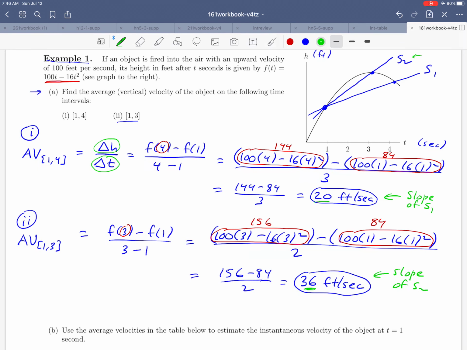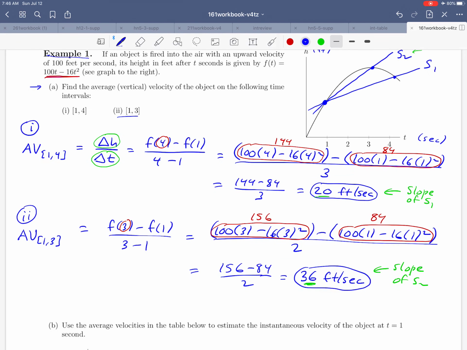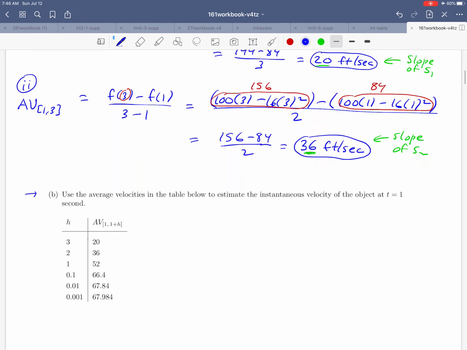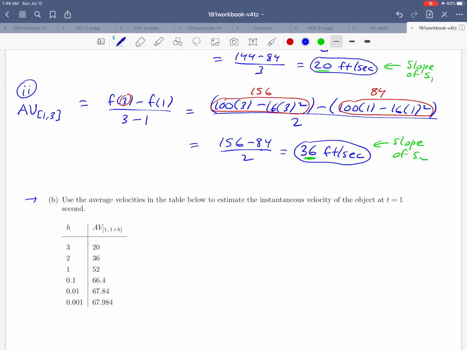Let's move on to part B, which is asking us to do something interesting. Use the average velocities in the table below, let's get that onto the screen here, to estimate the instantaneous velocity of the object right at t equals 1. I'd like to first look at the numbers in the table, see if we can make sense out of those, and then think about how that might help us to answer the question about instantaneous velocity.